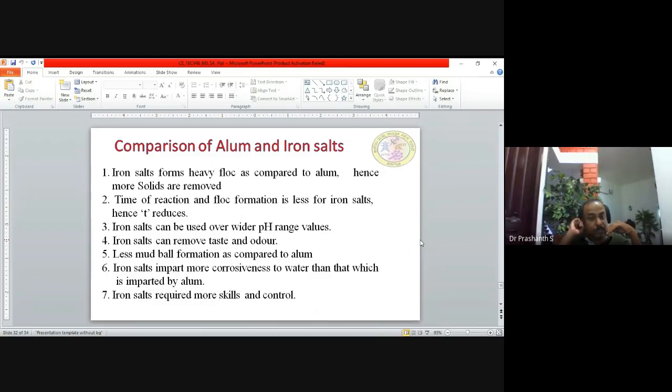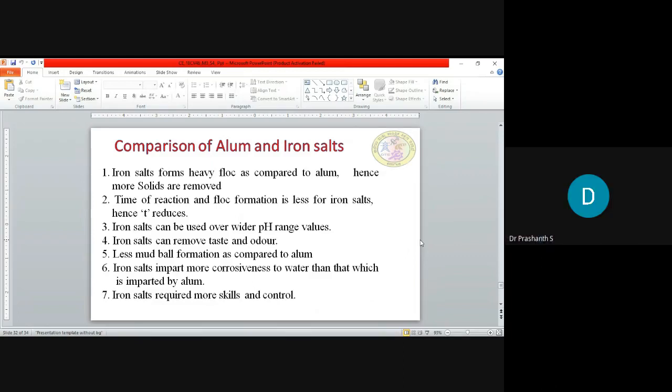Iron salts impart corrosiveness, which is a negative. Alum is not going to impart corrosiveness. That is the advantage, whereas iron salts impart corrosiveness, which is disadvantageous. So in that respect, alum is good, and iron salts require more skill and control, whereas alum does not need anything. If 10 to 30 milligrams per liter of alum is added, that's enough. Iron salts are costlier. Alum is cheaper. So this way, the iron and alum comparison can be made.